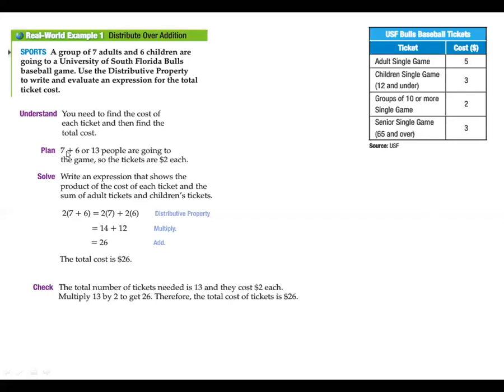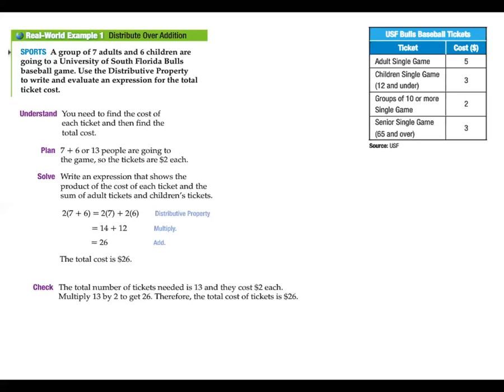So there are 7 plus 6, or 13, people going to the game, so the tickets are going to be $2 each. Write an expression that shows the product of the cost of each ticket and the sum of adult tickets and children's tickets. So 2 times the quantity 7 plus 6 is the same as 2 times 7 plus 2 times 6, or 14 plus 12, or 26. So the total cost is $26. You could check that by just doing 2 times 13, which is 26 also.